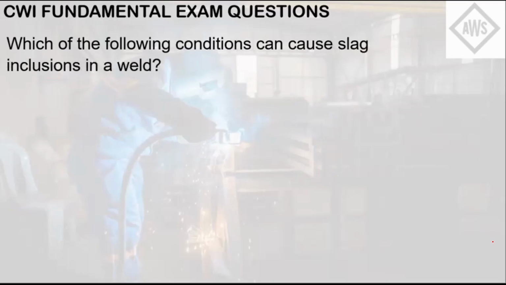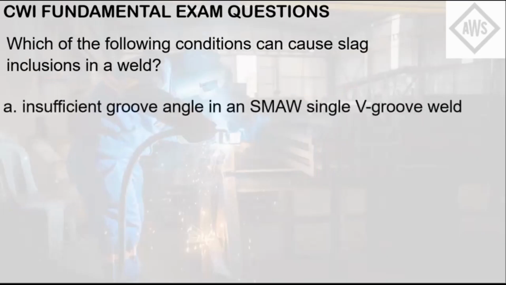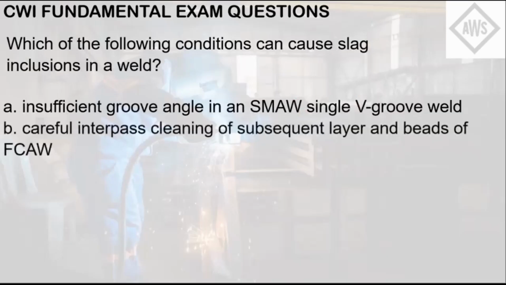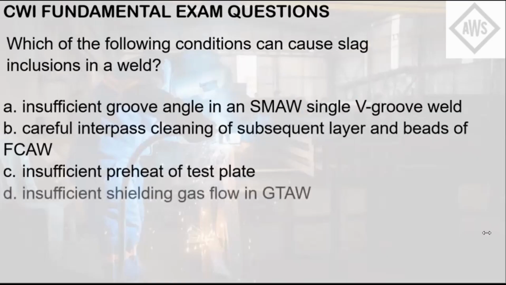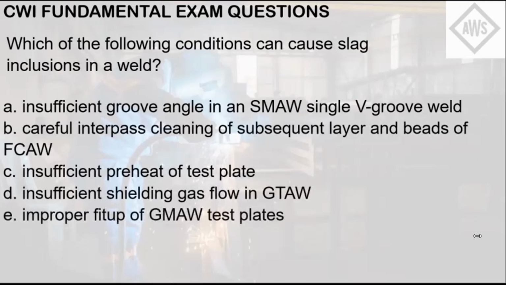Which of the following conditions can cause slag inclusions in a weld? Letter A, insufficient groove angle in an SMAW single V groove weld. Letter B, careful interpass cleaning of subsequent layers and beads of FCAW. Letter C, insufficient preheat of test plate. Letter D, insufficient shielding gas flow in GTAW. Letter E, improper fit up of GMAW test plates.